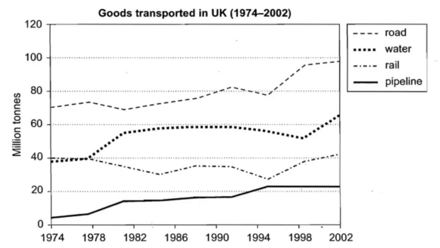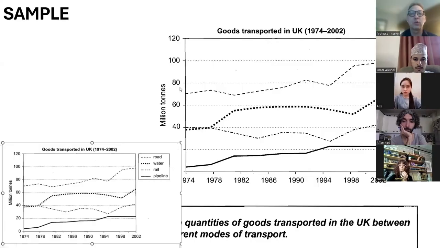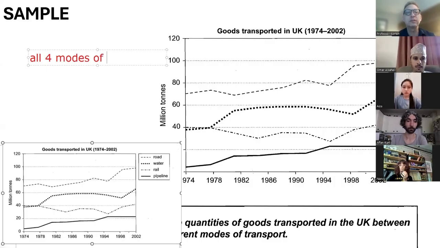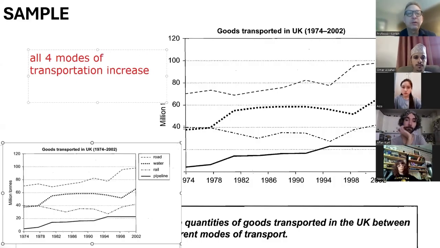Let's look at the trajectory. The first one is net positive. It generally goes higher from the beginning to the end. Also here, it ends higher than it begins. What about the next one? It ends marginally higher. Marginally is a great word for the IELTS. Marginally higher is just a little bit higher. And the last one is higher. All 4 modes of transportation increase.